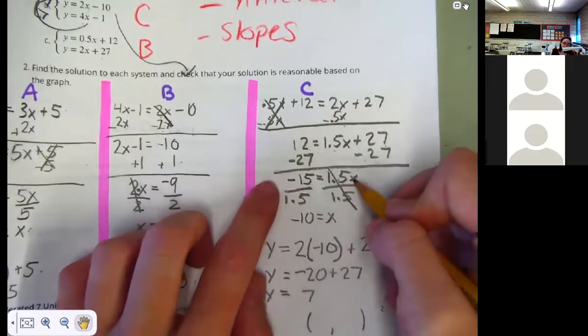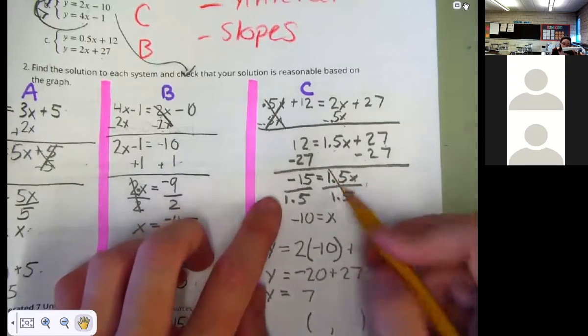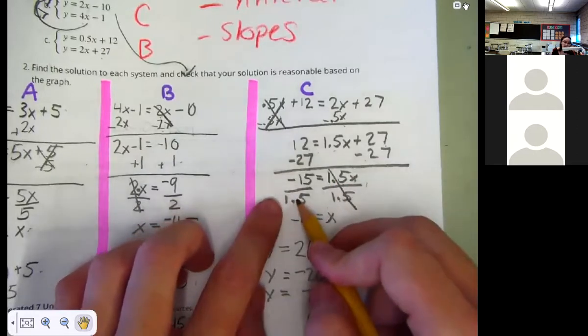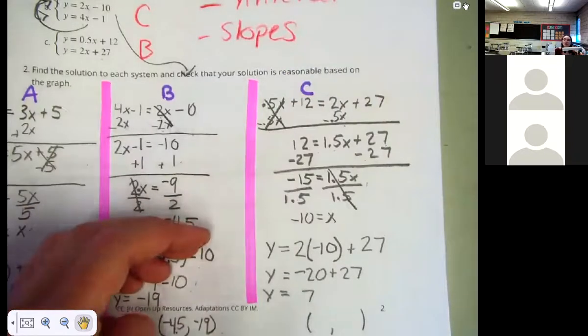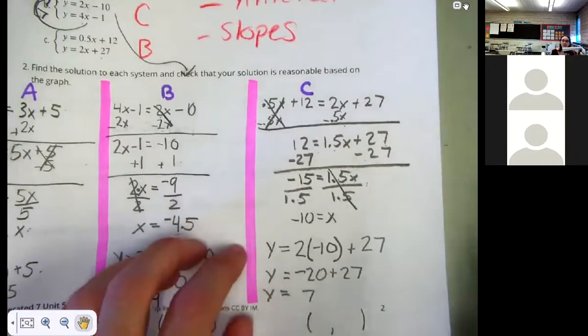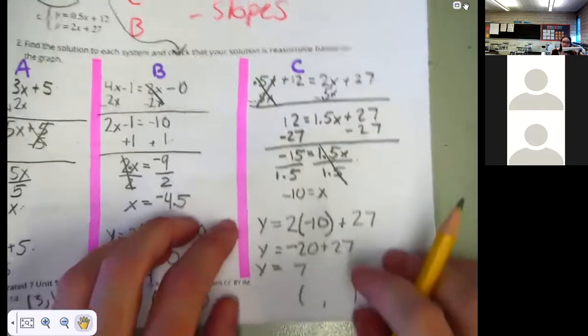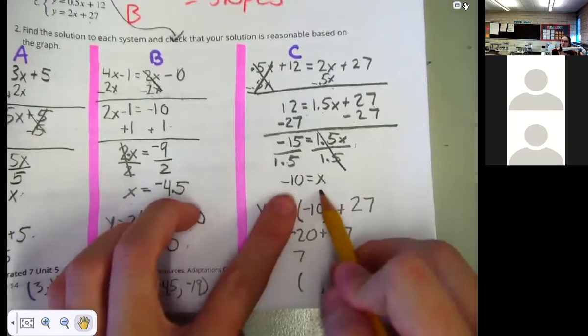Isolate my x here. Divide by 1.5 on each side. I use my calculator to solve that. If I did not know, negative 15 divided by 1.5 gets me negative 10 is equal to x.